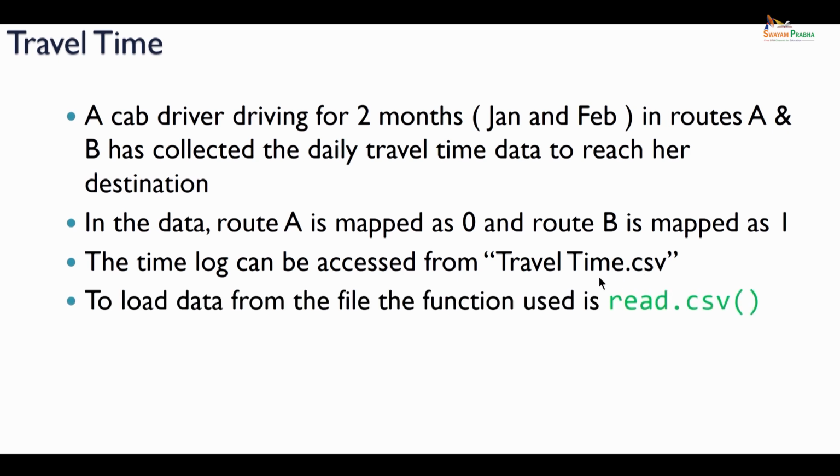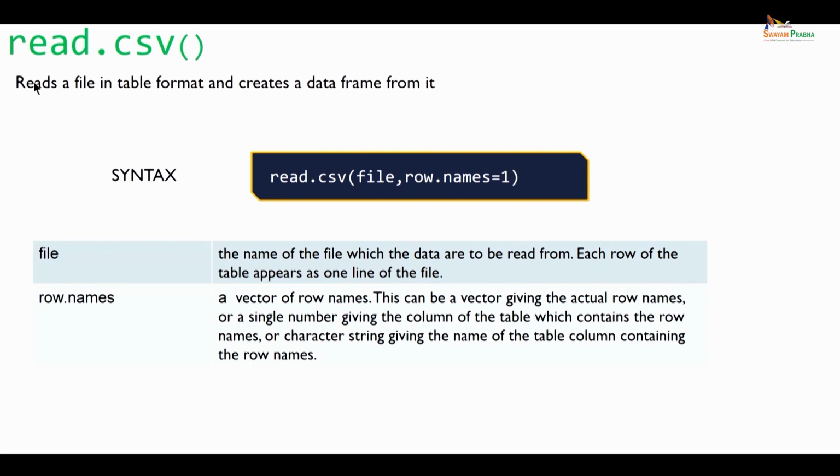Let us see how to read the file in R using the function read.csv. read.csv reads the file in a table format and creates the data frame. The input that the function requires is basically the file and row.names. If you want to get rid of the index, then you give row.names equal to 1, and file is nothing but the name of the file that you have.